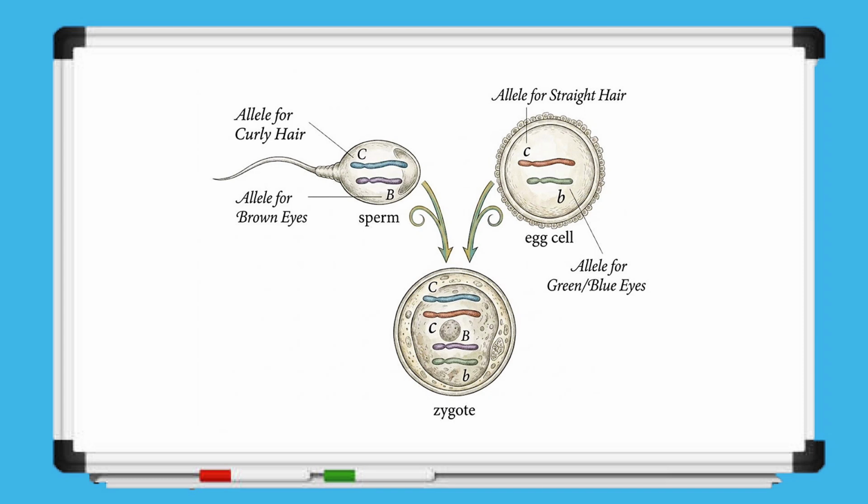When fertilization occurs, the sperm and egg fuse to form a zygote. This zygote is diploid, meaning it now has two sets of chromosomes. As a result, it contains two alleles for each trait, one from each parent. These pairs of alleles together determine the characteristics of the offspring, such as hair type and eye color.